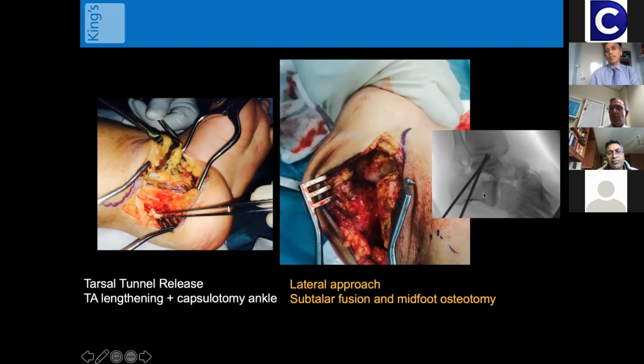So I corrected, you can see the height of the calcaneum. I brought it out and then held it with K-wires, and then I replaced it with screws, and then I did an osteotomy in the midfoot.